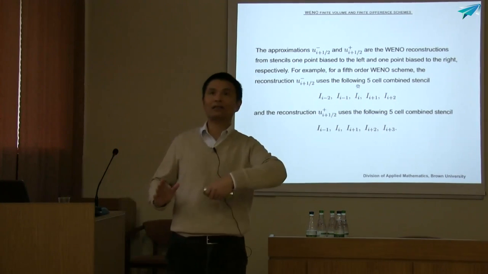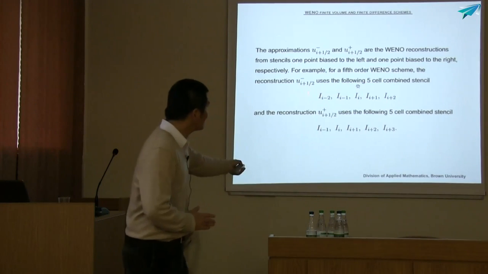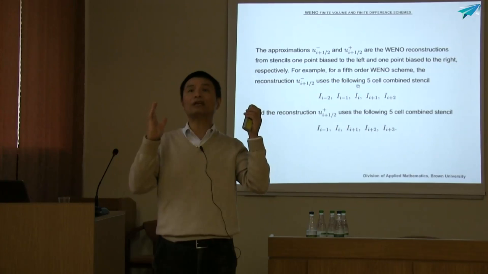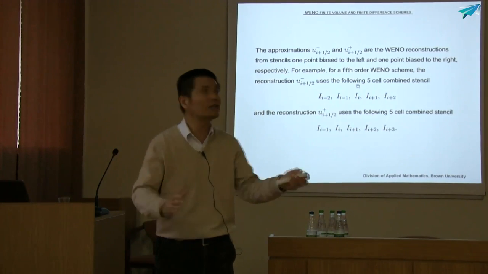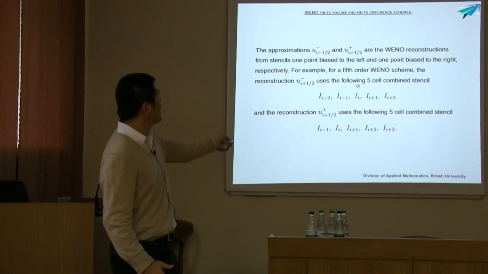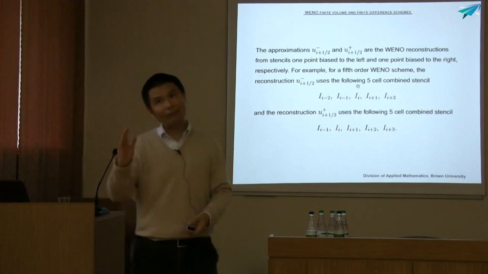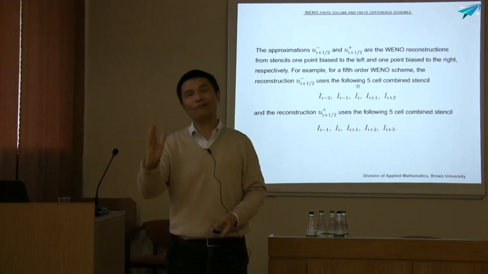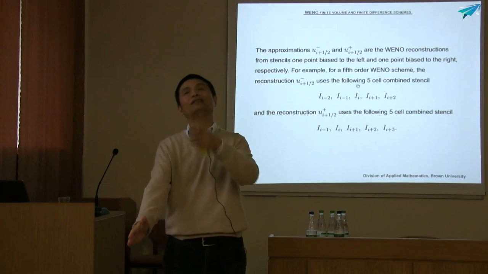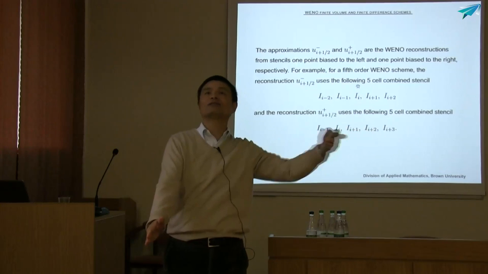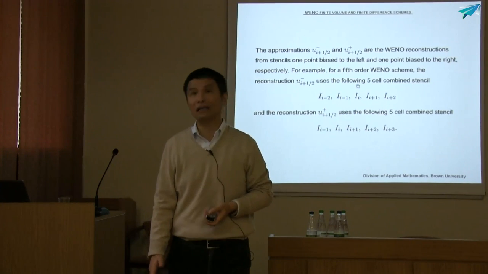So it is biasing to the left. So this sensor biases to the left. The WENO approximation, the WENO reconstruction you have obtained using this sensor is naturally denoted by u sub minus at i plus half. Because it is information at i plus half, but it is information obtained with a stencil which biases to the left. That is the meaning of that minus.